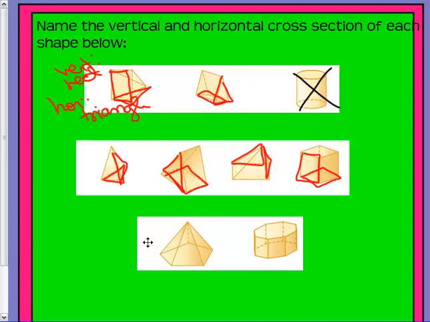If you slice this one vertically, up and down, you see this triangle. Horizontally, you see the hexagon. Vertically, you see a rectangle, and horizontally, you see an octagon.